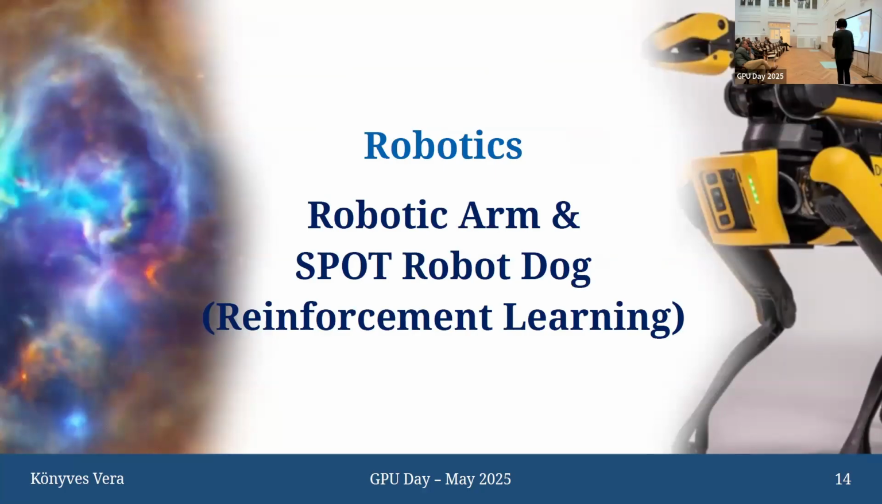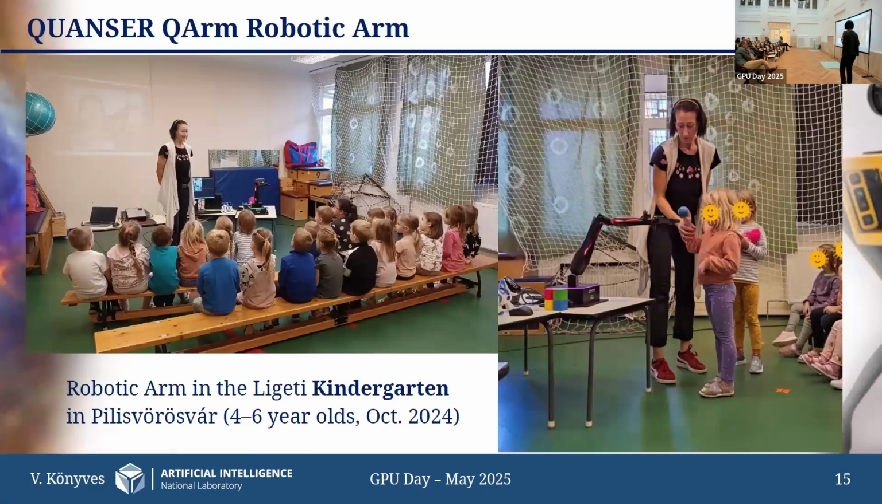This is the third part of my presentation. I'll talk about a little bit of robotics. I happen to coordinate a robotics working group at the AI lab of Stucky, and we are dealing with a robotic arm and also with the Boston Dynamics Spot robot dog, this yellow one here. Mainly we're teaching them with reinforcement learning techniques in their virtual environment. We have this Quasar Q-arm robotic arm as well.